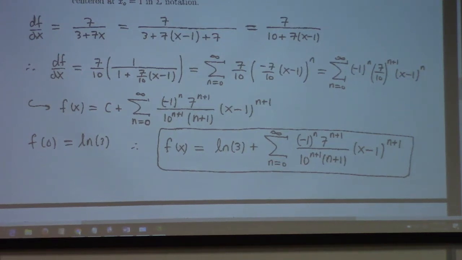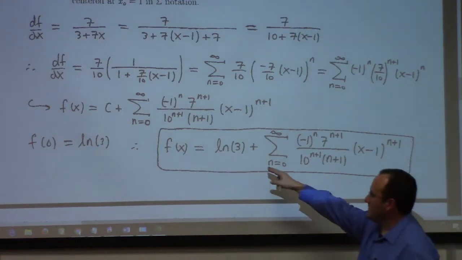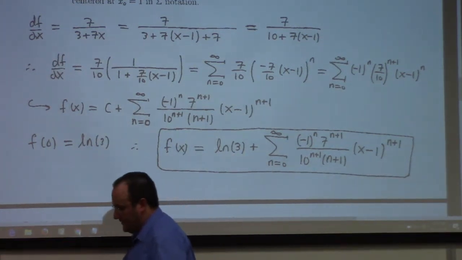Don't tell my students from last semester. Let's see here, c equals log 10. Why didn't they tell me about this? Log 10. Maybe they did. They probably did. So that should be log 10, right? This should not be log 3. This should be log 10. Sorry about that.